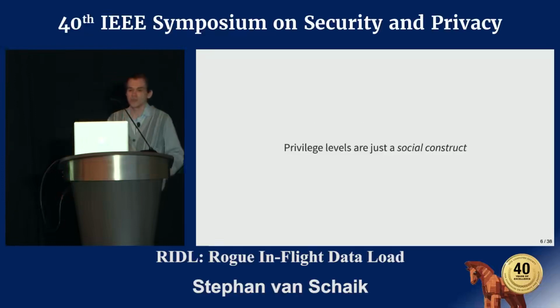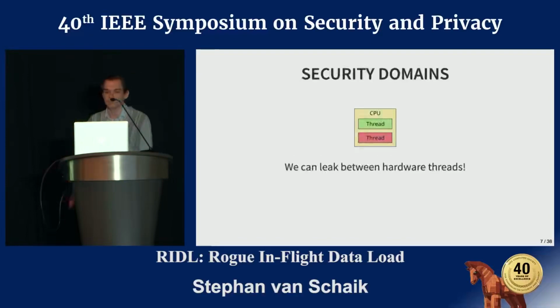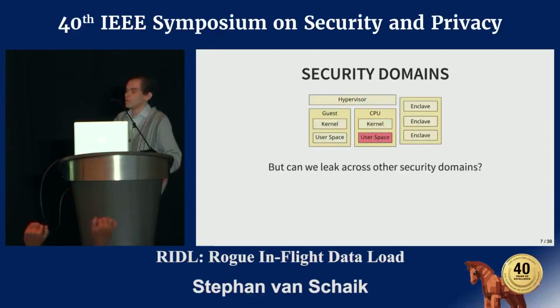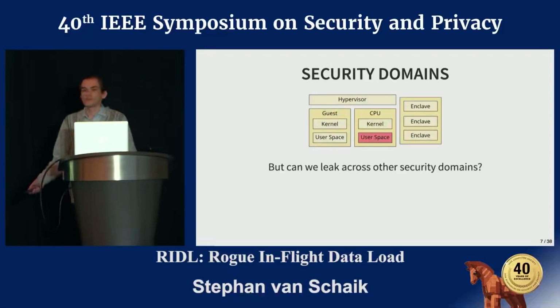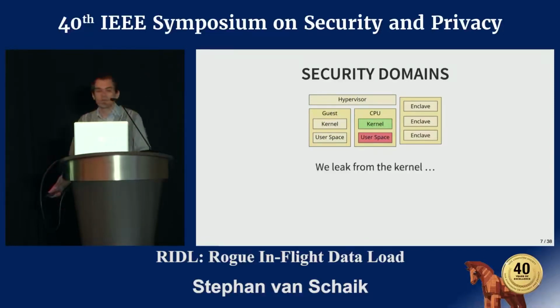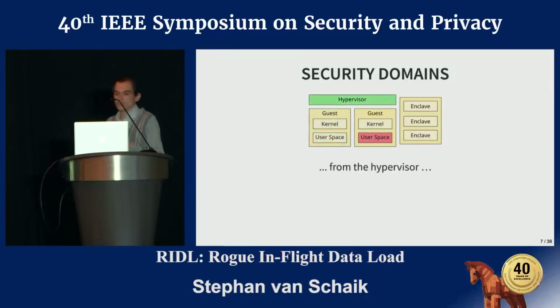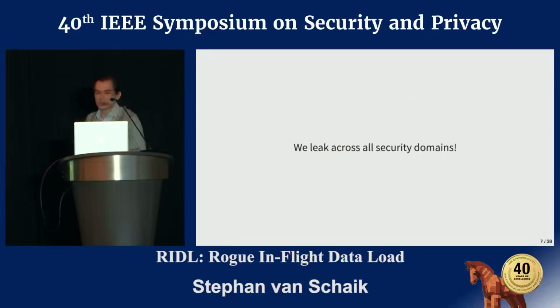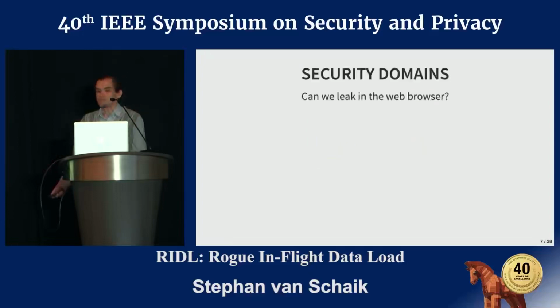To show that it knows no boundaries, I'm first going to talk a bit about privilege levels, and privilege levels are just a social construct. So we have different security domains. In this case, what I've shown you is that RIDL works on two different threads, a victim thread and an attacker thread, but there are more security domains. So the question is, of course, can we leak across those? For instance, we have the kernel, and yes, we can leak from the kernel. We leak across VMs, we can leak from the hypervisor, and we can leak from SGX enclaves. So we leak across all security domains.